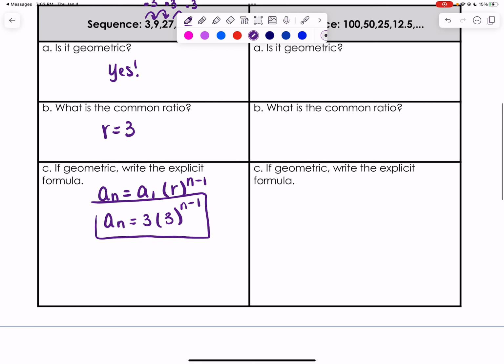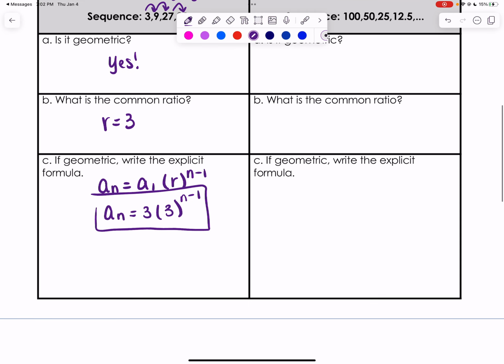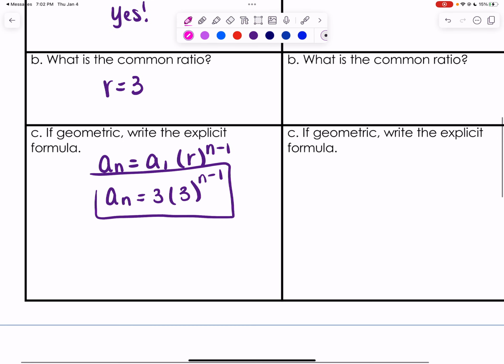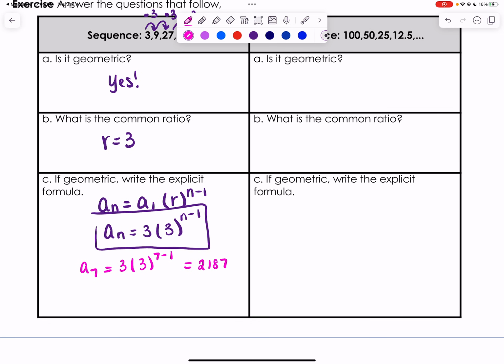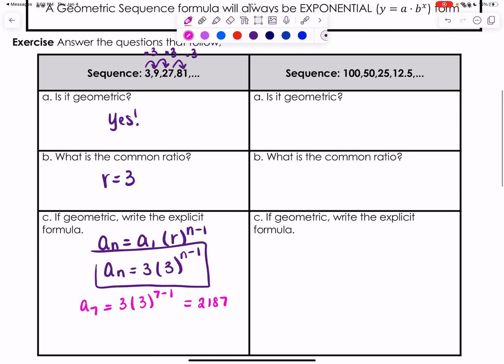Now, if you want to find like the 6th term of this sequence, or the 7th, I would just plug in 7 like this. And then when I type that into my calculator, I get 2,187. So like that could be like an extension question on Delta Math, like find the 7th term, the 10th term, etc. So you just plug it in, just like you did yesterday with the arithmetic sequence.